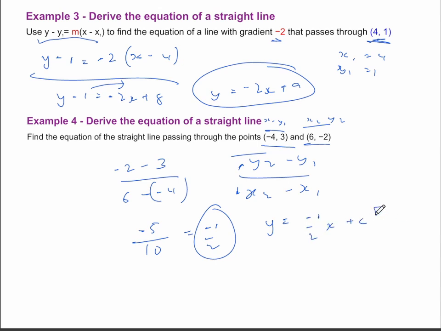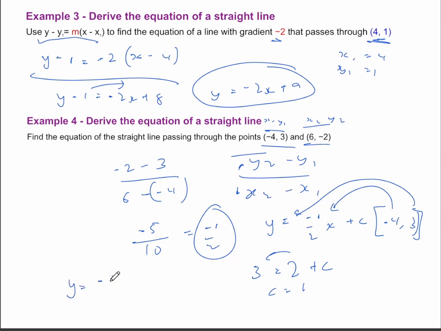That means at the moment we know y equals negative a half x plus c. To find c, we use any one of the coordinates. Let's just use negative 4 and 3. Put negative 4 in place of x and 3 in place of y. We get 3 equals negative a half times negative 4, which is positive 2, plus c. So c is 3 minus 2, which is 1. Your equation of the line will be y equals negative a half x plus 1, and that's the equation of that straight line.